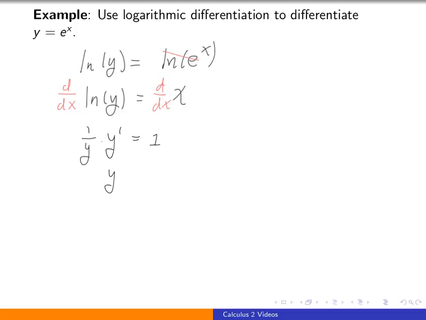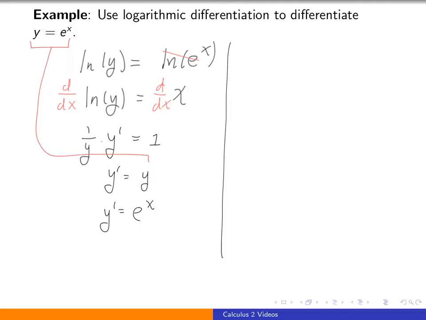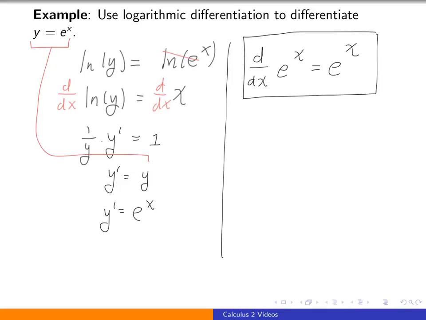So y prime is equal to y. And if we look above, we see that y, the function we started with, is really just e to the x. So y prime is also e to the x. So to summarize, using properties of the inverse of the exponential, that is, properties of the natural log and implicit differentiation, we have found that the exponential function e to the x, and it turns out it's the only such function in calculus, is its own derivative.